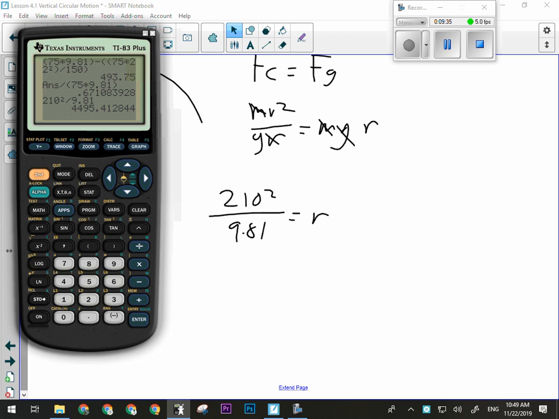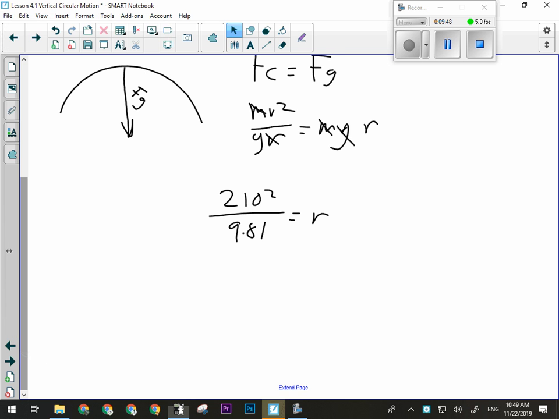All right, so it's a 4.5 kilometer radius circle. Okay? And that's not that unrealistic. Remember, these people said they were feeling weightless for almost 30 seconds at a time. That's a big circle. So 4.5 times 10 to the 3 meters would be the radius of the circle that the plane is going. These are all examples of the types of questions that I would put on a quiz or a unit exam about vertical circular motion.